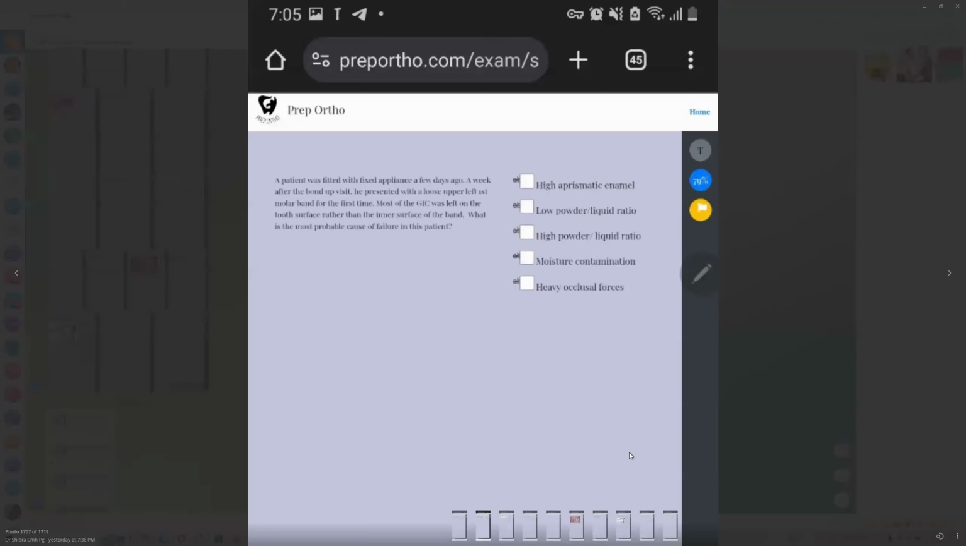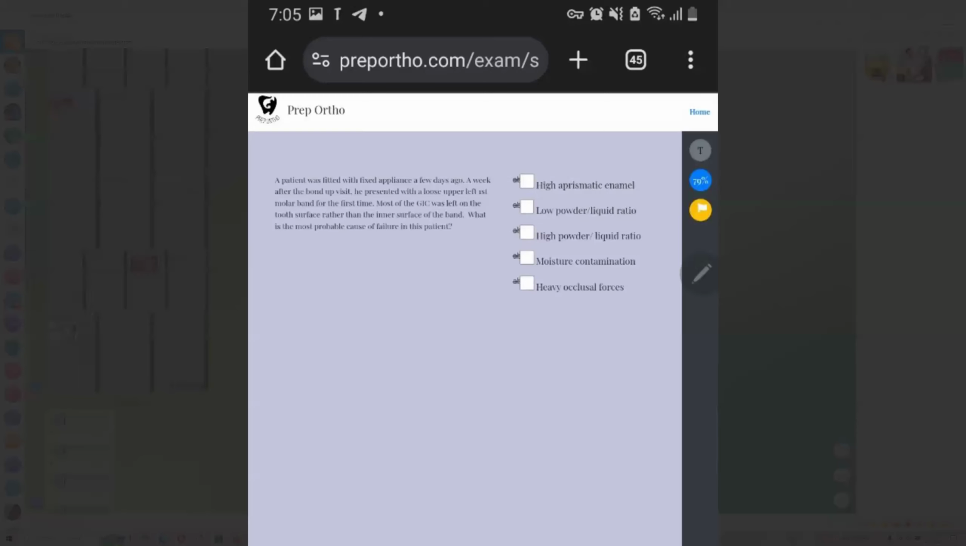A patient was fitted with fixed appliances a few weeks ago. After the bond-up visit, he presented with a loose upper first molar band for the first time. Most of the GIC was left on the tooth rather than on the band. What is the most likely cause?